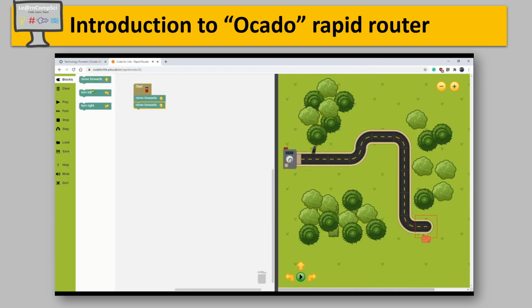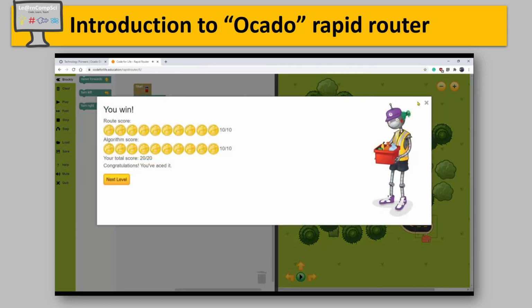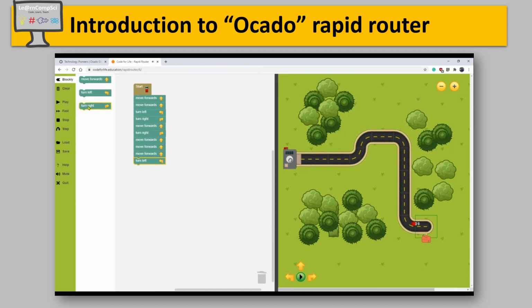We can see by looking at it, we have to move forward a few times, then we'd do a turn to the left, a turn to the right, then forward again, and then another turn to the right, and then move forward a few more times before eventually we need to do a turn to the left. Then we can see what that would look like, or we can put it on faster, one more way to the end. There you go. That's how we can solve a problem using Rapid Router.